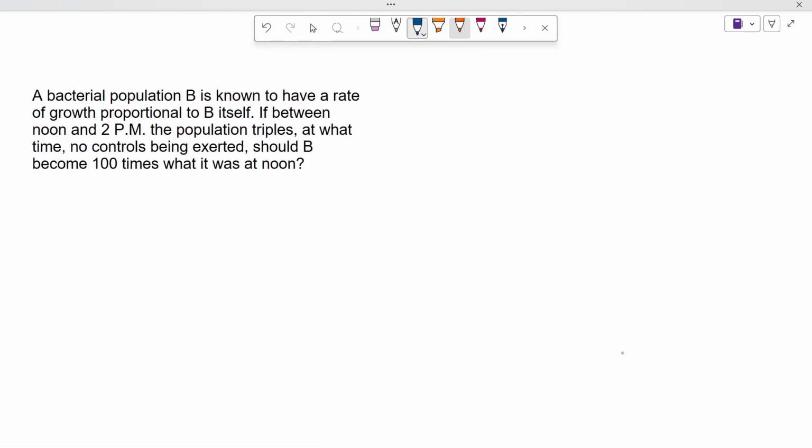So, number 2, bacteria. For bacteria, we will use kx here. It is known to have a rate of growth proportional to the amount itself. If between noon, 12 o'clock, guys, and 2 p.m.